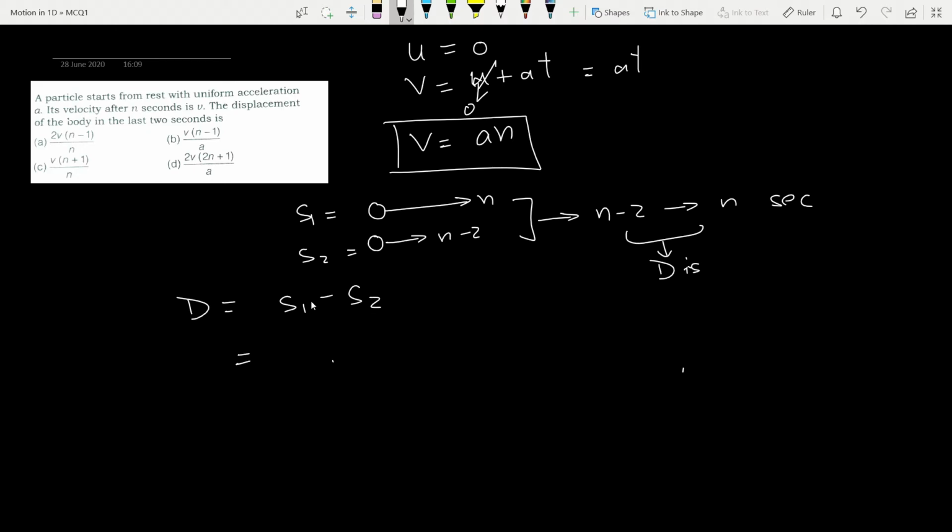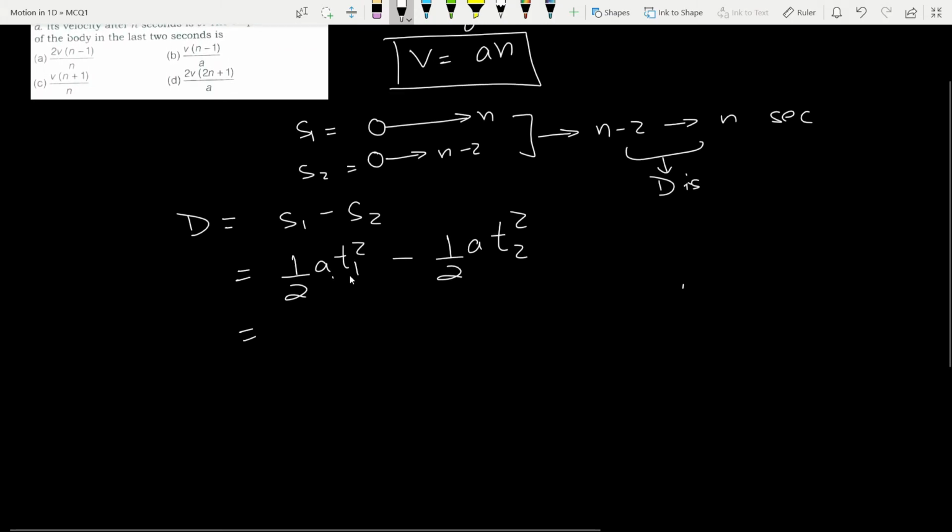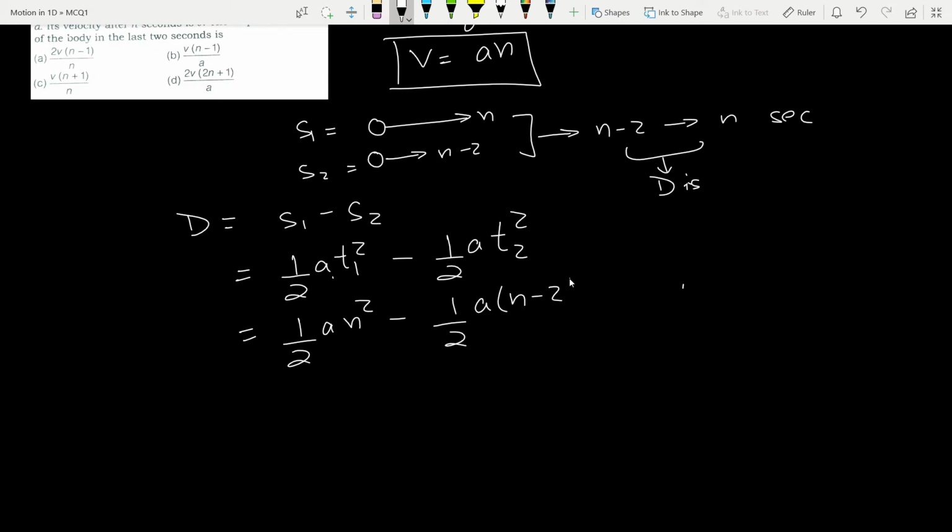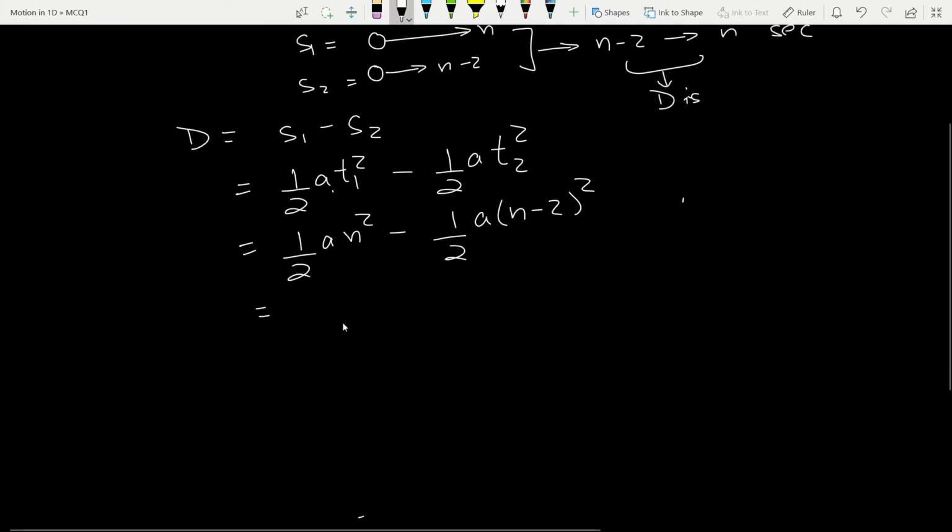Now s1 will be, since the initial velocity is 0, it will be half times a times t square, and s2 will be half times a times, let's say this is t1, this is t2, square. So what is t1? T1 is corresponding to the s1. The total time is n, so half a n square minus half a, for t2 it will be n minus 2 whole square. Now we will just solve it normally. Half a n square minus n minus 2 square.